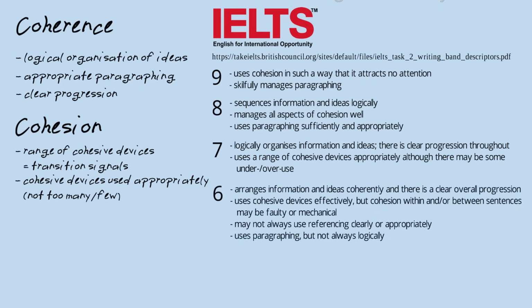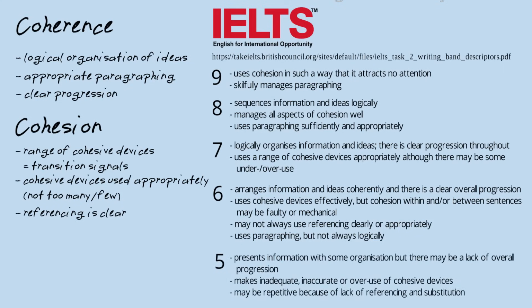These are the criteria for Band 6. I won't read all of these out, but I'll highlight the third one. May not always use referencing clearly or appropriately. So this here is talking about reference words, he, she, it, them, and so on, which I mentioned earlier. And then looking at Band 5, again, I won't read all of these out because many of these are repeating the same ideas. But again, if you look at the third point, may be repetitive because of lack of referencing and substitution. So in other words, substitution is used as needed. So you can see all of the points here about cohesion are the ones I've mentioned before. Using transition signals, using reference words, using substitution.